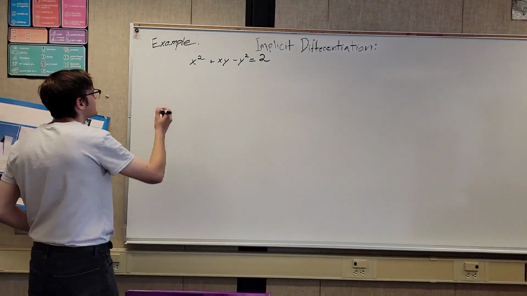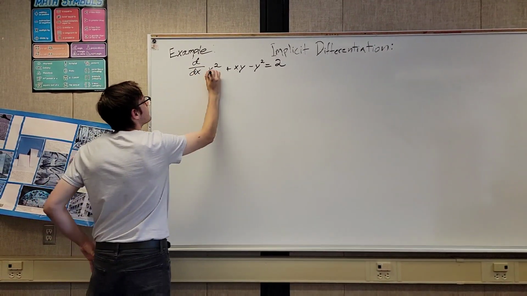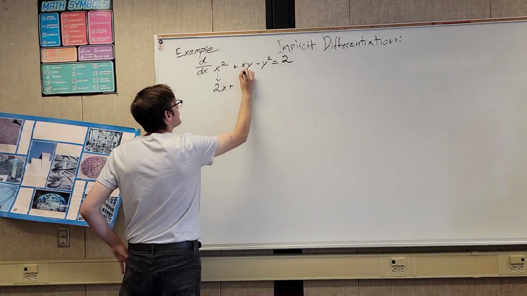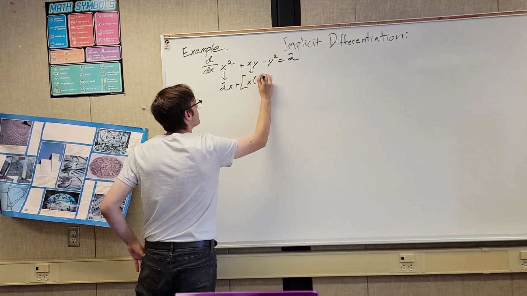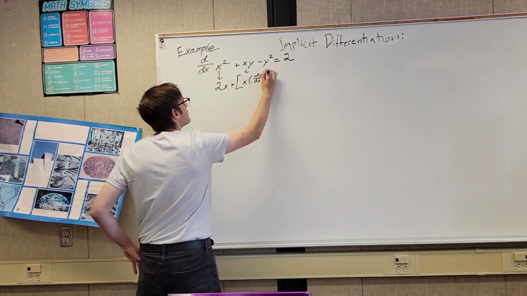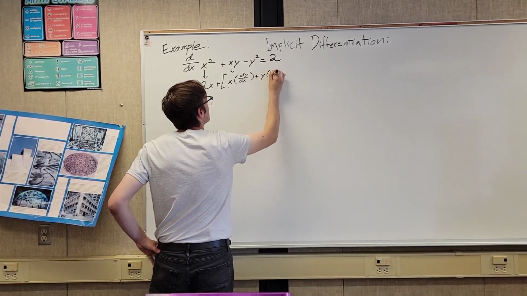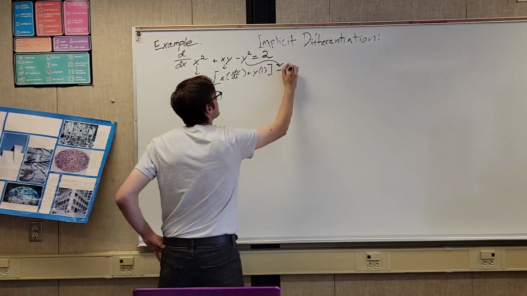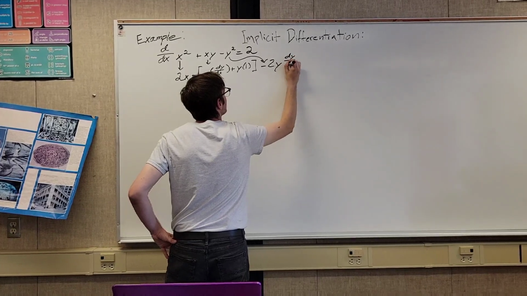For our example problem, we have x squared plus x times y minus y squared equals 2. Our first step is to take the derivative of x squared, resulting in 2x. We then use the product rule to differentiate x times y, with the result coming out to be x times dy dx plus y times 1. Next, we take the derivative of negative y squared, resulting in negative 2y dy dx. And finally, we take the derivative of the other side, resulting in 0.